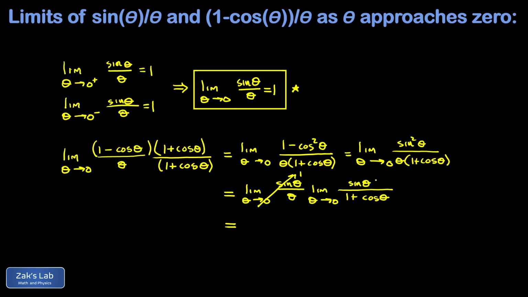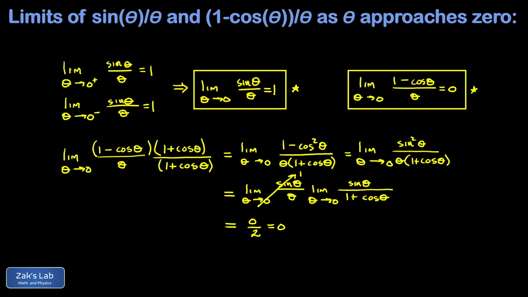The sine function is approaching 0, and the cosine function is approaching 1. That means the value of this limit is going to be 0 over 2. In other words, 0. So there's our second important trig limit. And again, this is going to be a critical piece of learning how to use calculus on trigonometric functions.